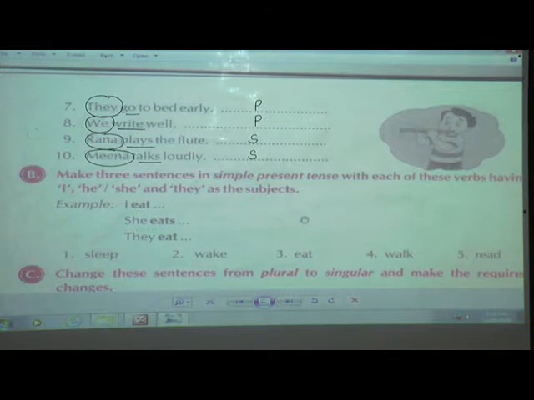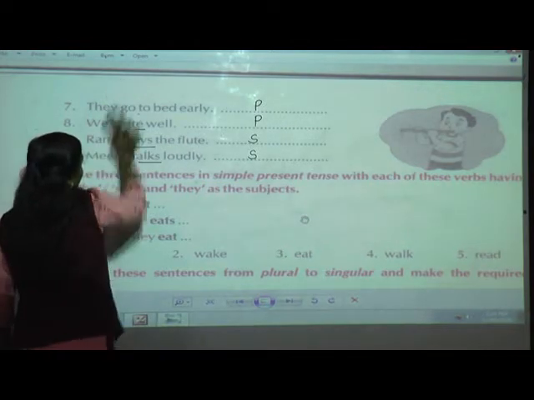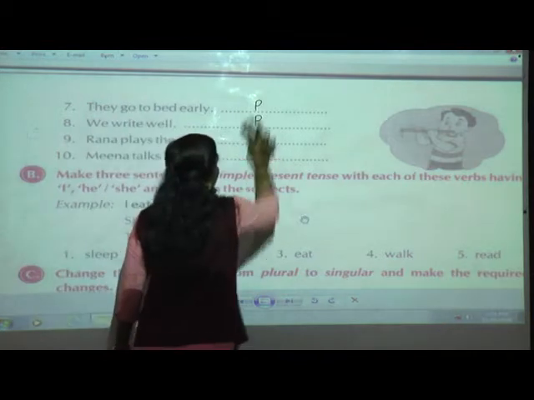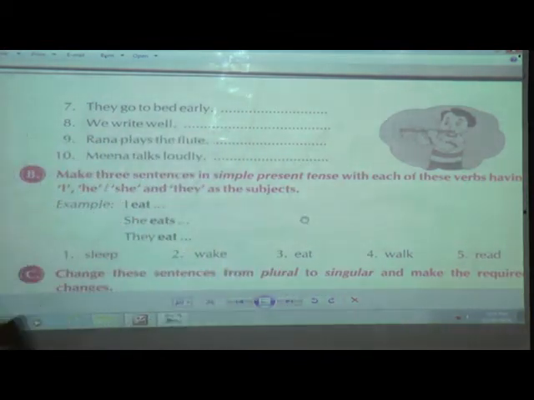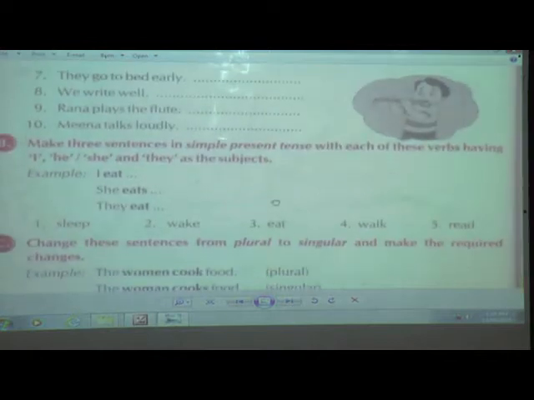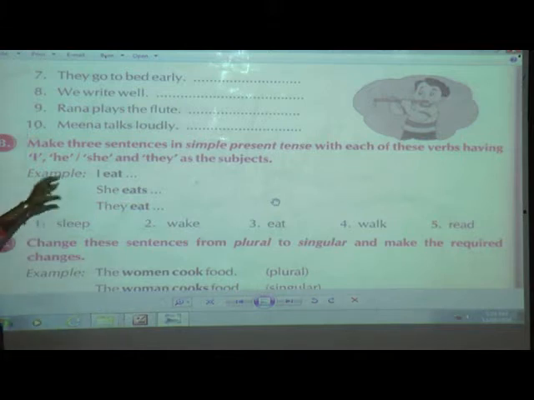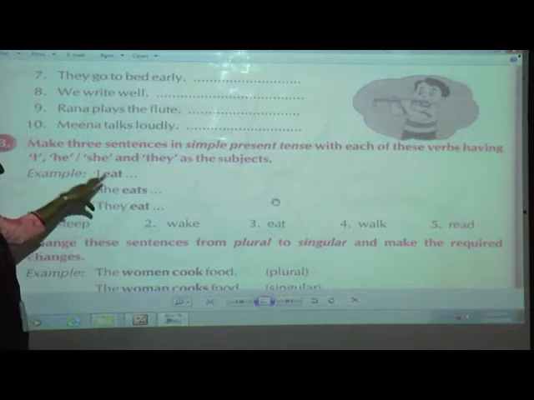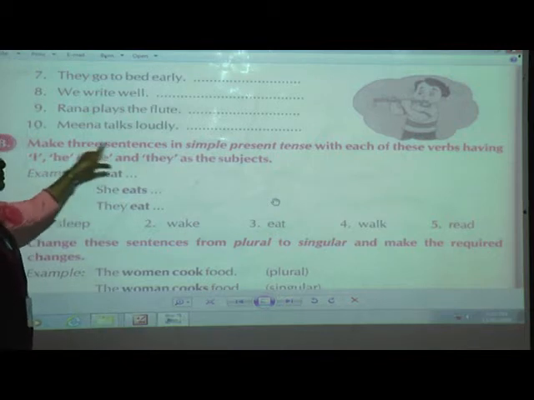Okay, now we'll move on to exercise B. Ready? Okay, what is given in exercise B? Just see. Make 3 sentences in simple present tense with each of these verbs, having I, he, she and they as the subject. Now what they have told, you have to make 3 sentences. Okay, they have given an example over here.